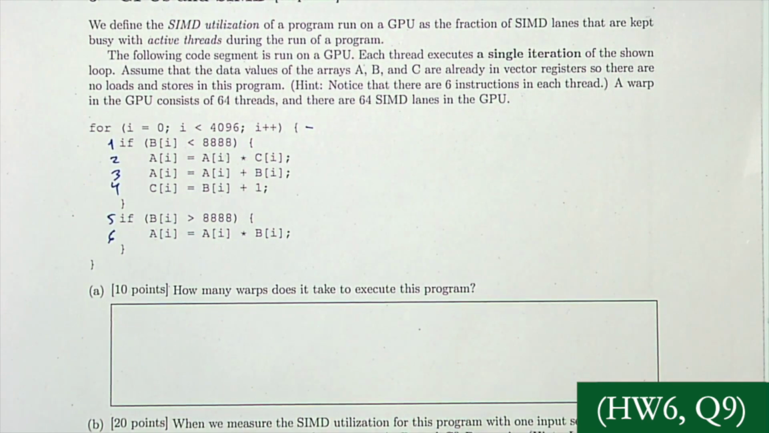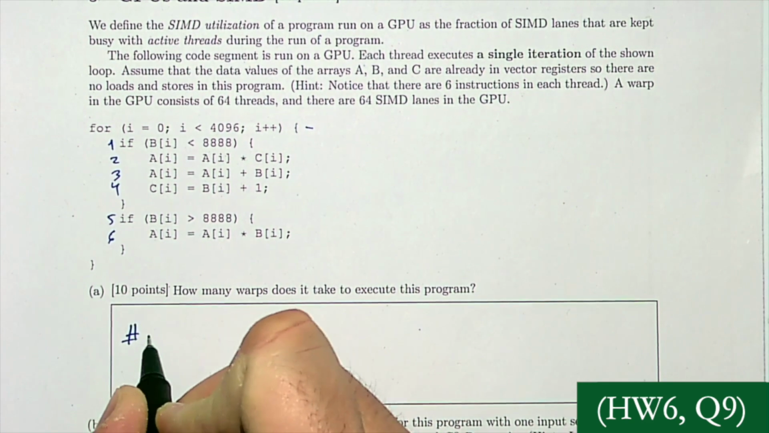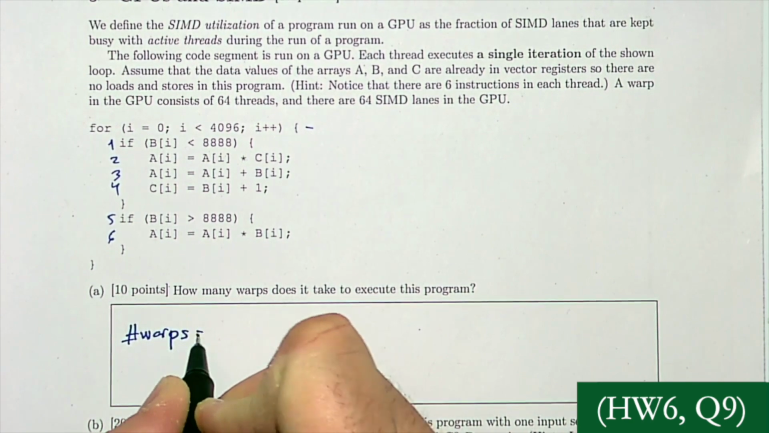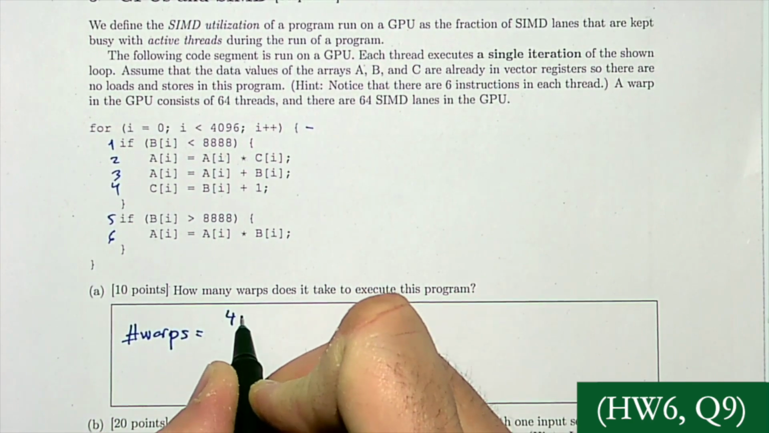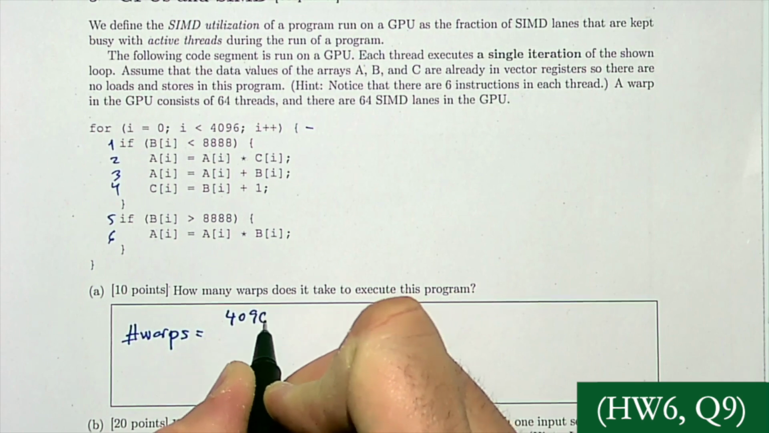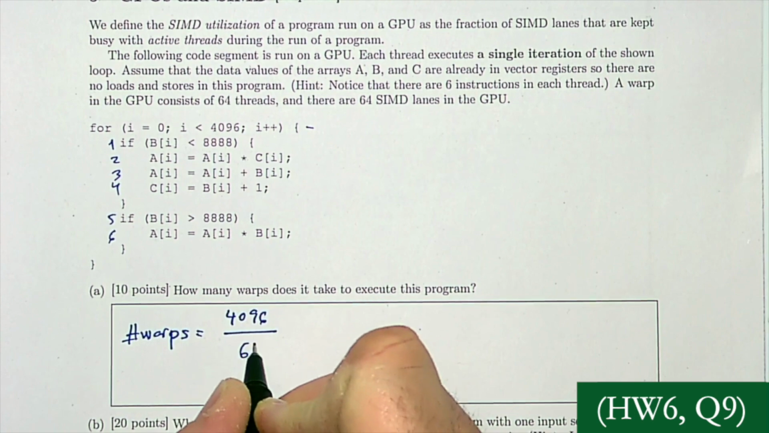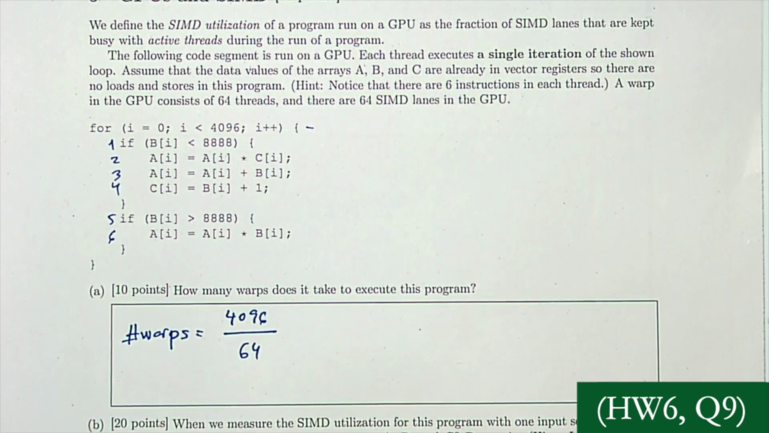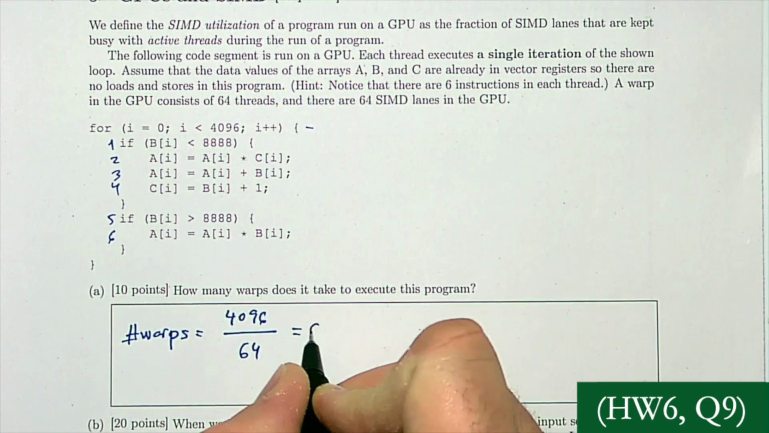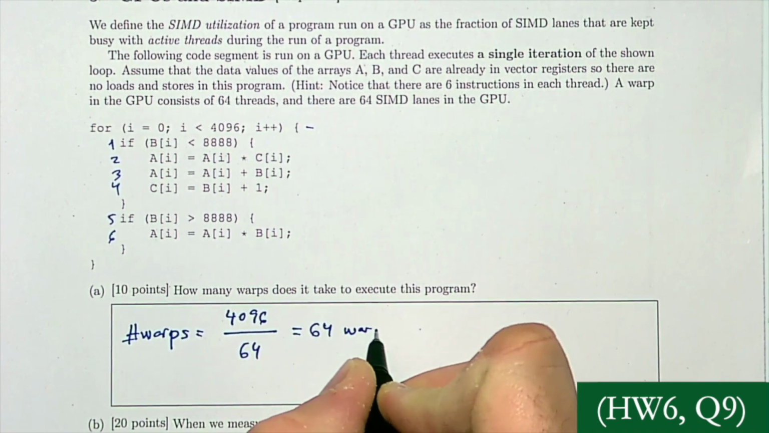And this takes us to the first question, part A. How many warps does it take to execute this program? So the number of warps is the number of threads, which is exactly the same as the number of iterations, divided by the size of the warp, which is 64. And this is 64 warps.